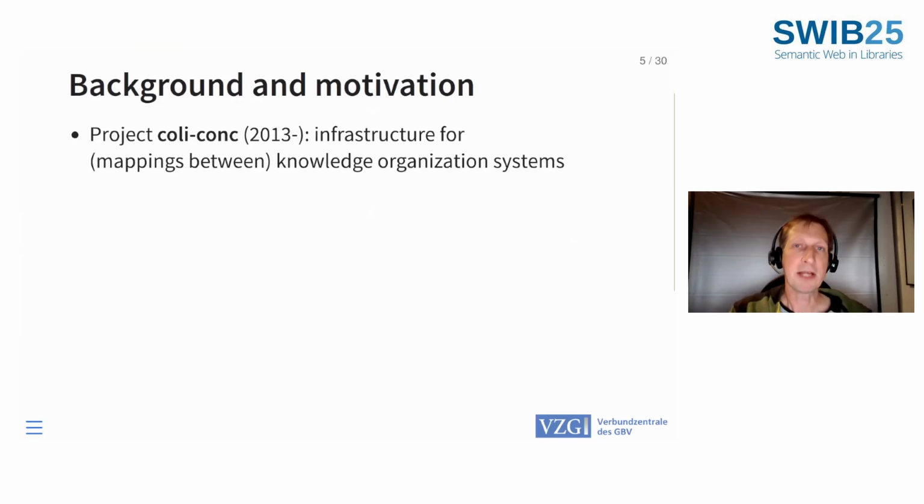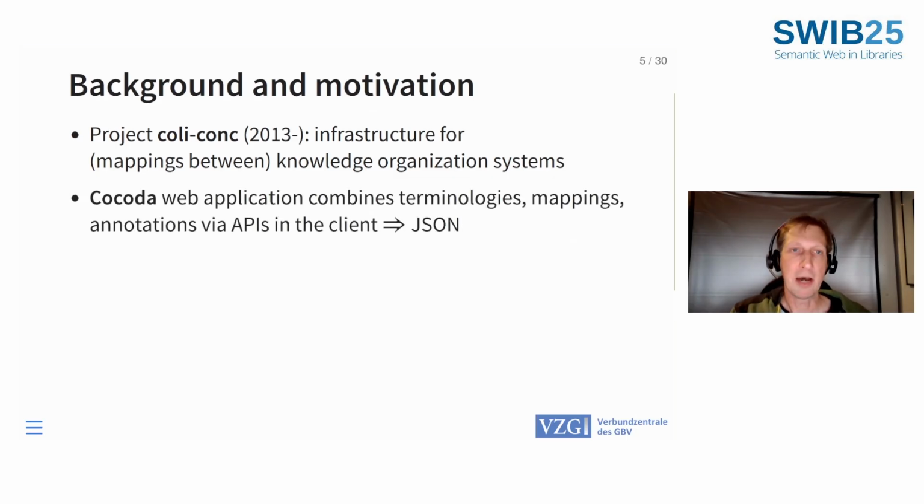The background why we did so, it was this project called Colicon. It started 2013, and that's where the basic core of the format has been defined. So it's more than 10 years. The project was to work with mappings between knowledge organization systems. And the main outcome is the web application named Cocoda. This web application combines terminologies, mappings, and annotations and other information via APIs.